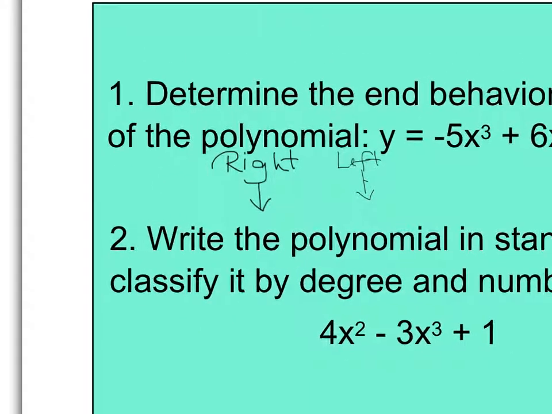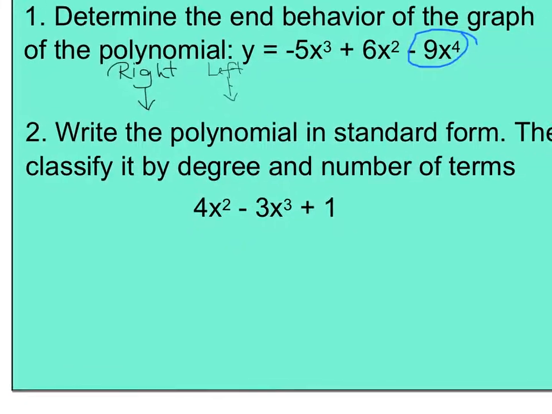Second question says to write it in standard form and classify it by degree and number of terms. Well, standard form again depends on our highest exponent to start us. So our highest exponent here is the 3, which means this term has to come first. This term is a negative because of the minus sign, so we got to bring that with us. So negative 3x cubed.